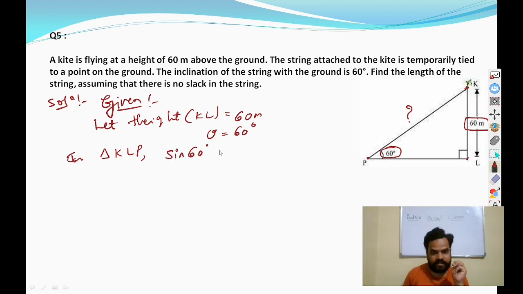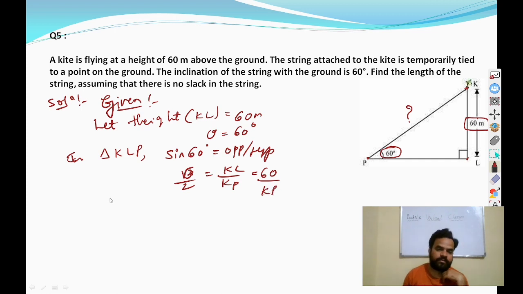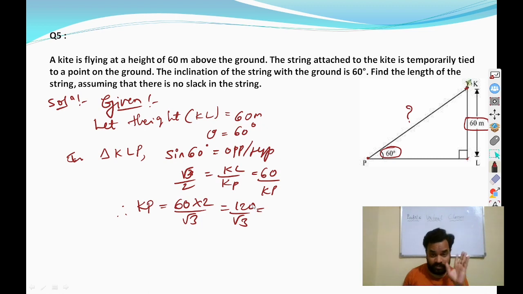I will take sine 60 degrees equal to ratio opposite by hypotenuse. Sine 60 degree value is root 3 by 2. Root 3 by 2 is equal to opposite here is KL, KL by KP, which is 60 by KP as it is. That is the length of thread we need to find. So therefore KP is equal to 60 into 2 divided by root 3. We need to convert 120 by root 3. We need to convert this 120 in terms of multiples of 3. Please do remember this to remove this root 3 from the denominator.